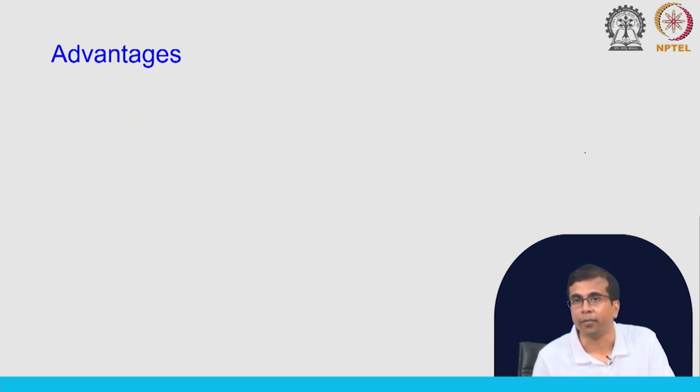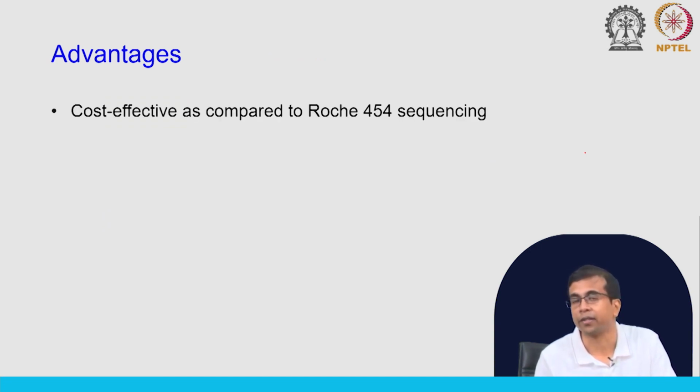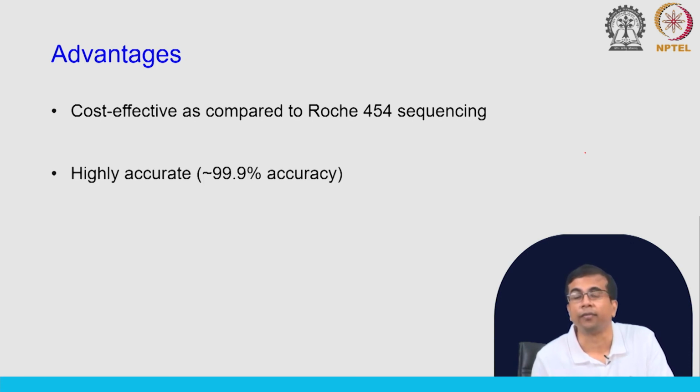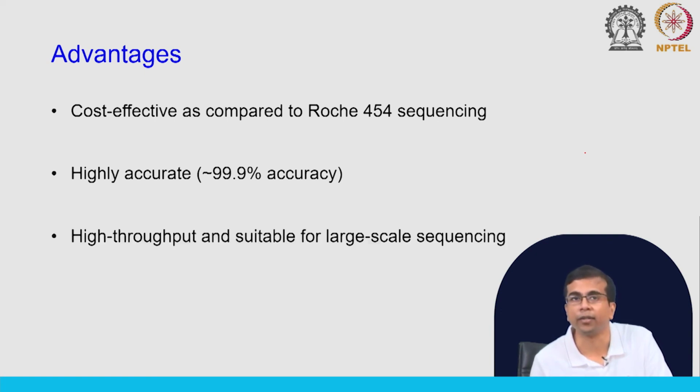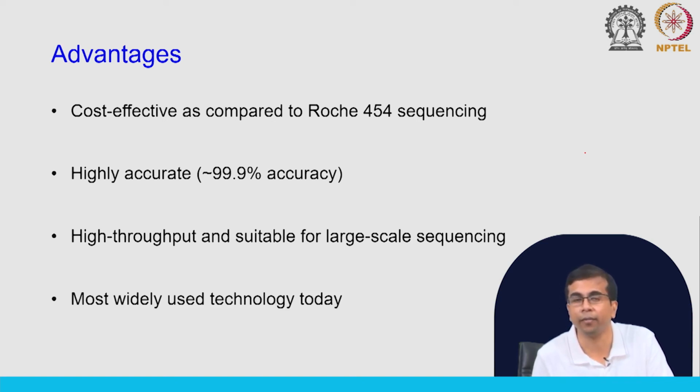The advantages of the Illumina sequencing platform: it is cost effective as compared to Roche 454, and this has actually been the reason for the success of Illumina. It is also very accurate, even higher than 454, because this has addressed the error in the homopolymeric stretch as you have discussed. So, it is about 99.9% accuracy that you get, and really high throughput. We have seen the numbers, and this is suitable for large scale sequencing. It is very cost effective, and that is what made it the most widely used technology today, because of all these points together.